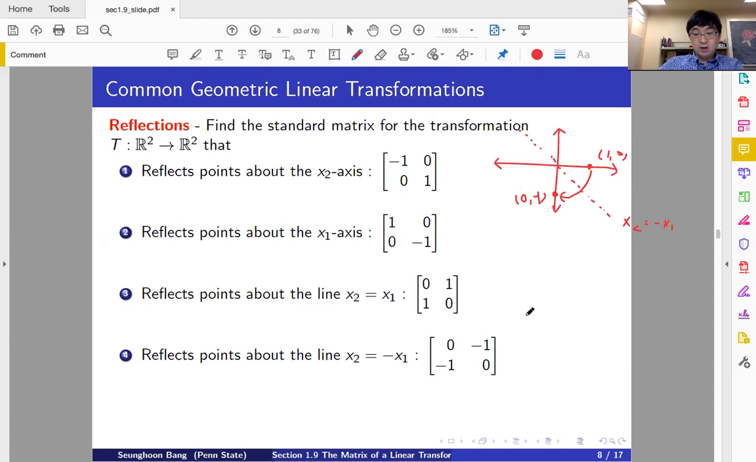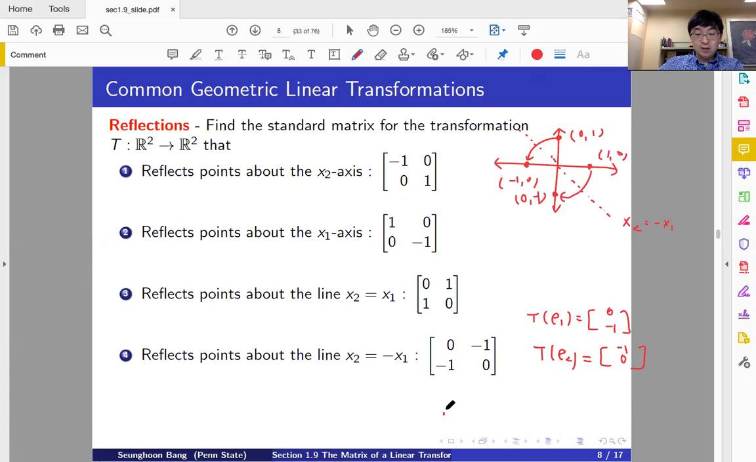So what does it mean? T(e1) equals (0, -1). Now T(e2). Here, this is e2, (0, 1) is e2. Reflect about x2 equals -x1. The reflection here gives us (-1, 0). So we have T(e2) equals (-1, 0).